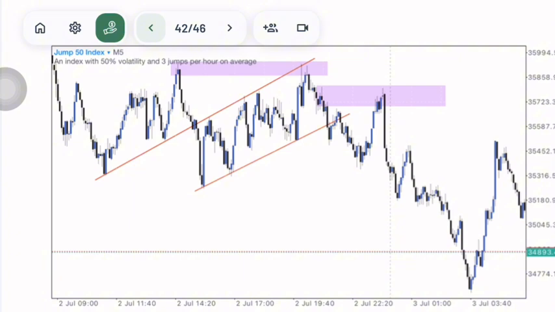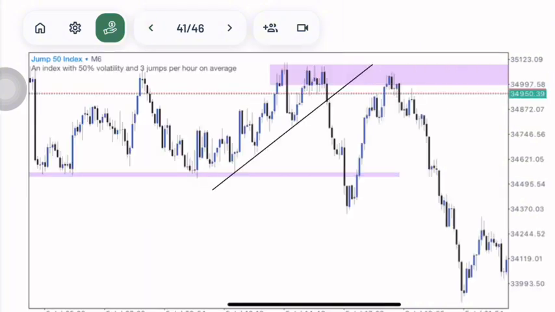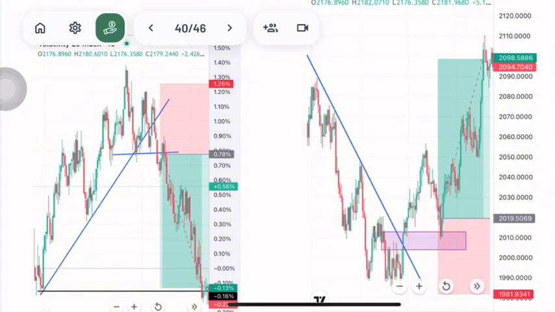So let me show you all of them again. So this one, the last one here, then this is the second one here. You can see it. Look at the setup. Look at it very well. Memorize it and go to the chart to look for it. Then this is the last one here. This is it. So it's very simple, guys.